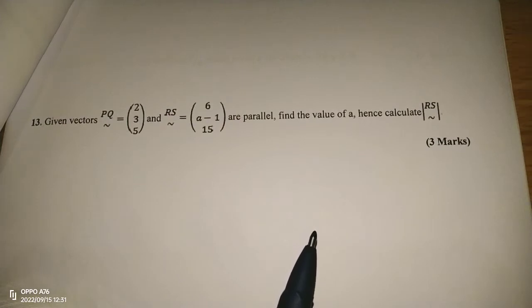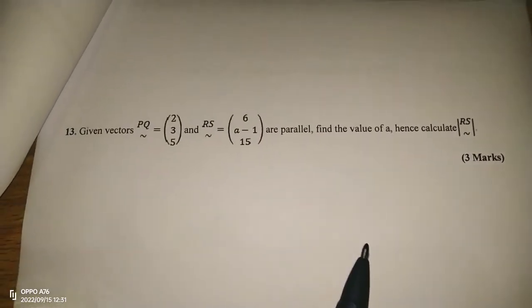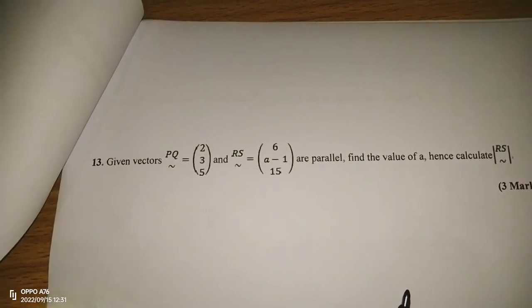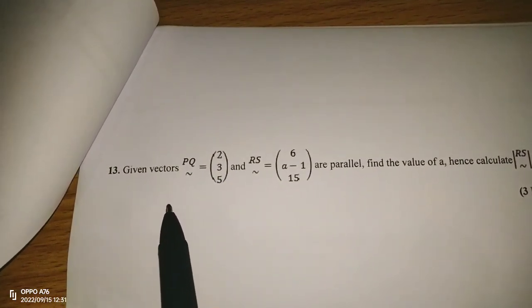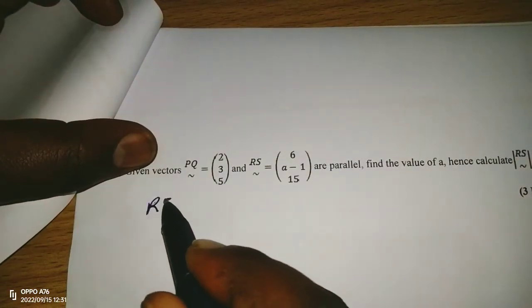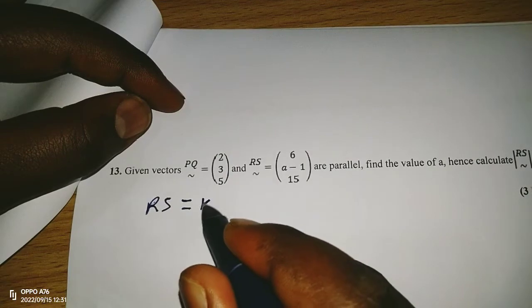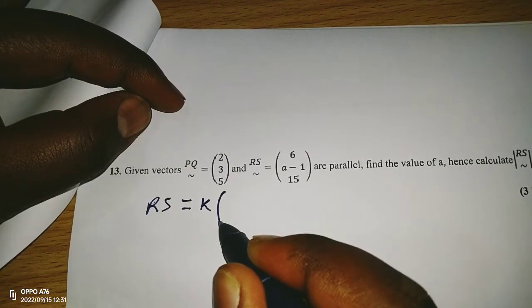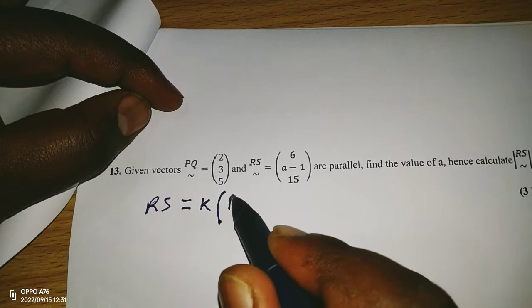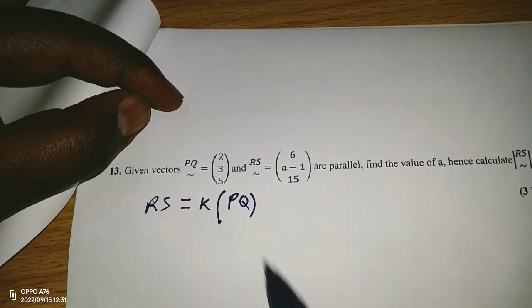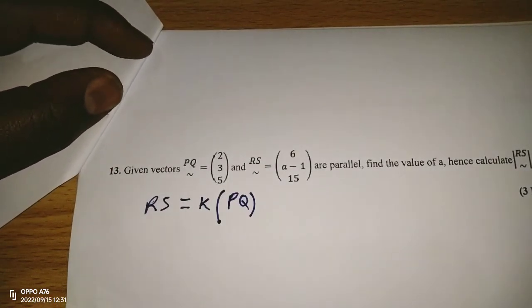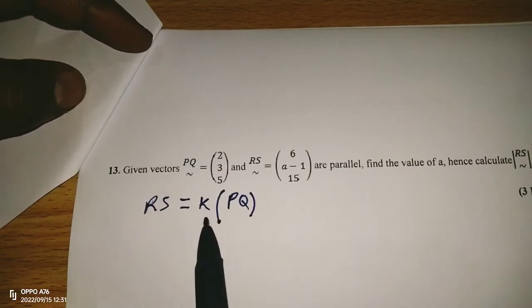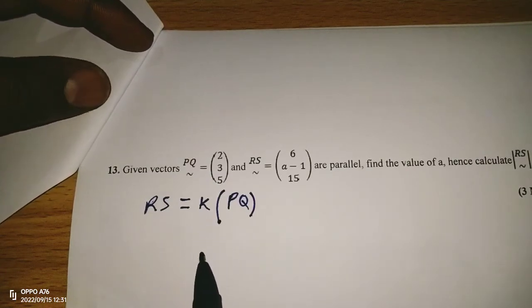We should know that when vectors are said to be parallel, they have a scalar multiplier, or rather, one is a scalar multiple of the other. Therefore, if we let the scalar multiple be K, then for us to get RS, we should multiply all the components in PQ with the scalar K.